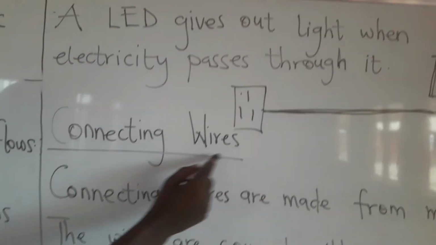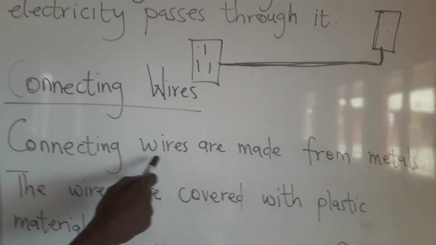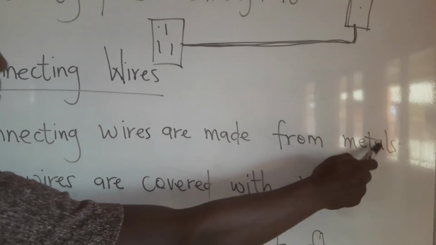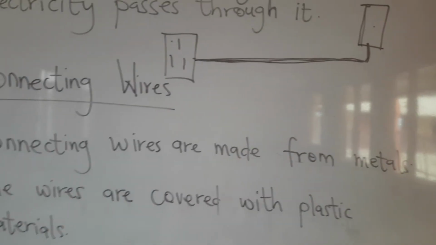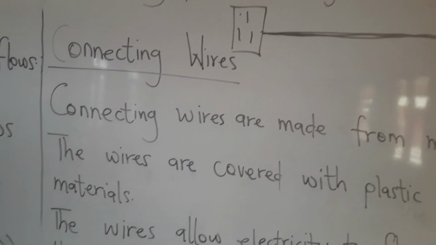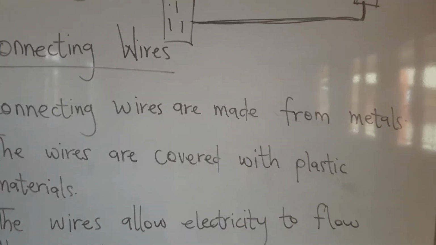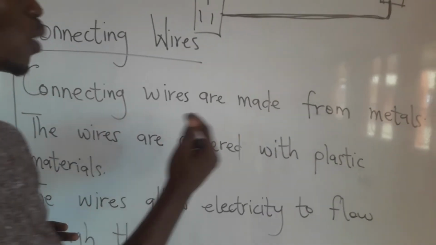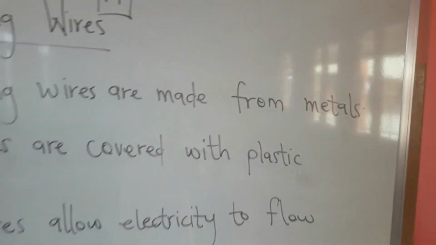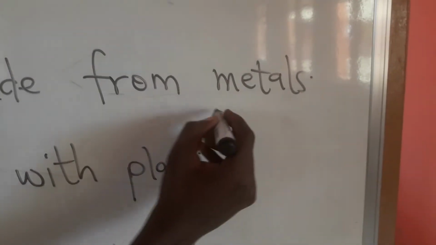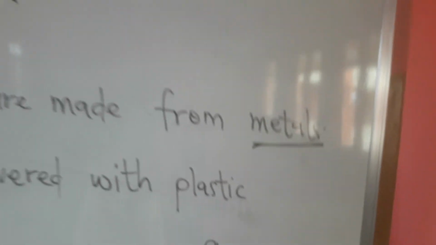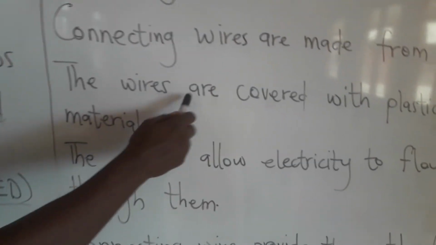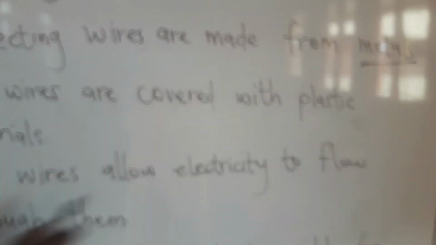And we said connecting wires are made from metals. I showed you that the cable you saw is just the plastic covering the wire. But the wire is made from what? Metals. And we said the wires are covered with plastic materials.